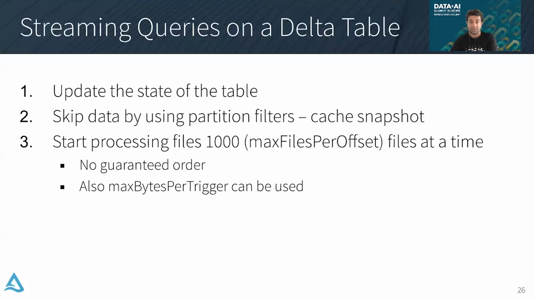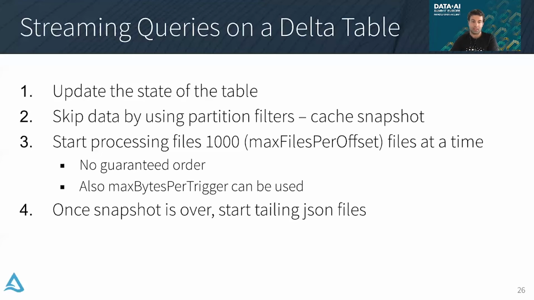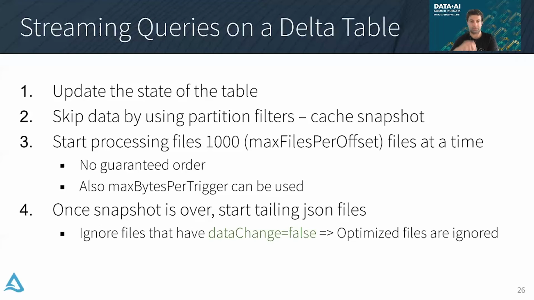Instead of max files per trigger, you can specify max bytes per trigger, for example, as an option to better set how much each batch of your stream should process from your Delta table. For example, you might want to process 100 gigabytes every single micro batch. Once your snapshot is over, then we'll start tailing the JSON files, the Delta files within your transaction log, and this will become very cheap. All we have to do is see what files have appeared within your Delta files.